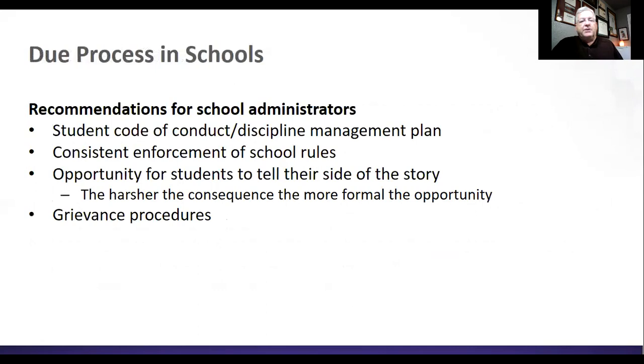So what are my practical recommendations? Here they are. You've got to have a student code of conduct and discipline management plan. There has to be something written. These are the things that are prohibited. This is the behavior we don't allow. This is what happens to you if you break the rules. The second thing is you have to be consistent in your enforcement of your school rules.